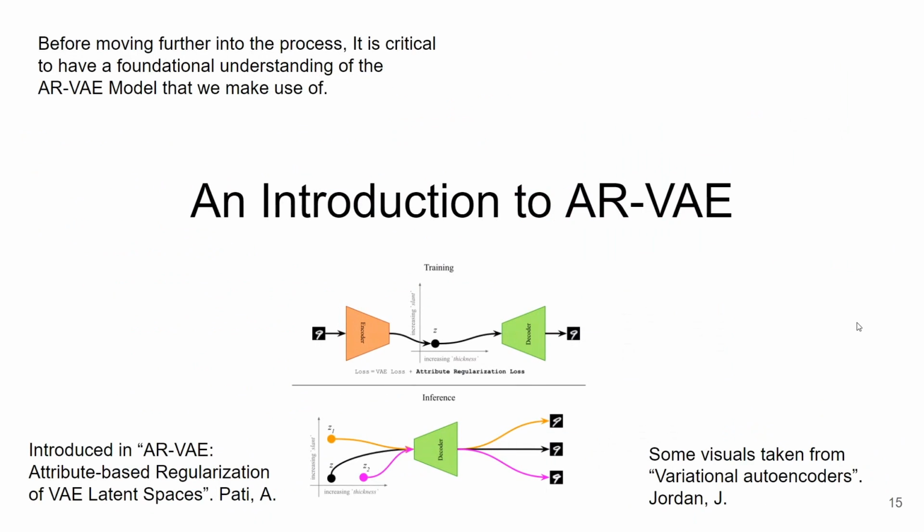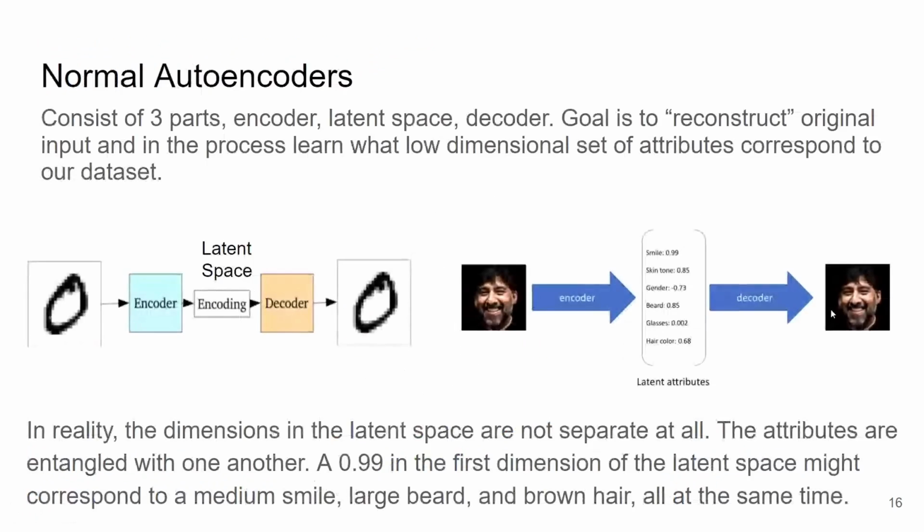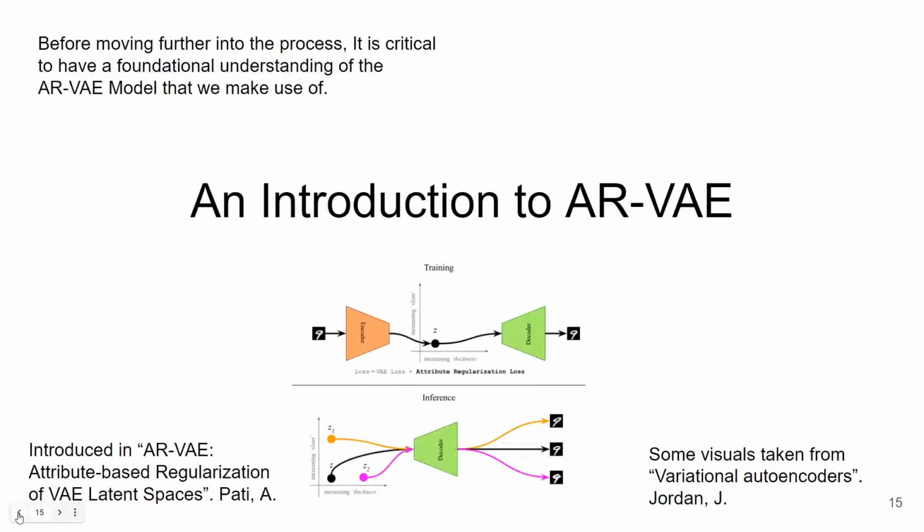Okay. So before we move on, I'm going to be doing an introduction to the AR-VAE model and why this model is so exciting as compared to other models. This is a really powerful generative model for generating data once you have data. Essentially, it was introduced in this paper, attribute-based regularization of VAE latent spaces, and again, it's a very, very powerful model. So before we go into what AR-VAE is, first we really have to cover what normal autoencoders do.